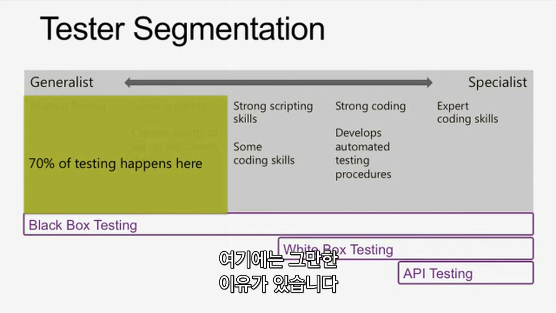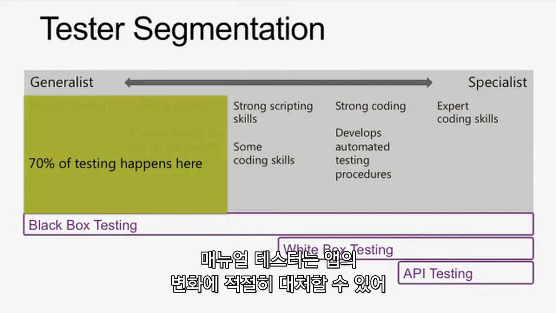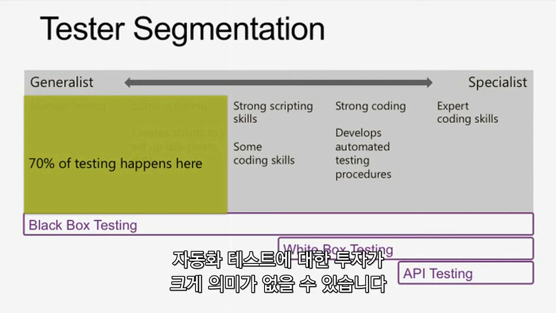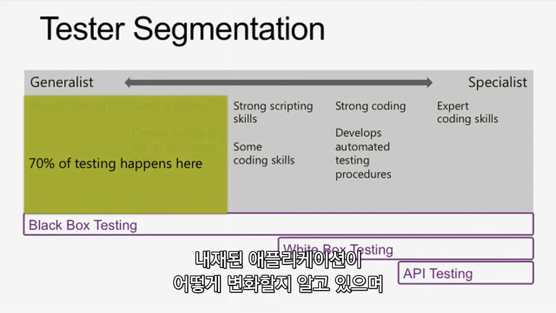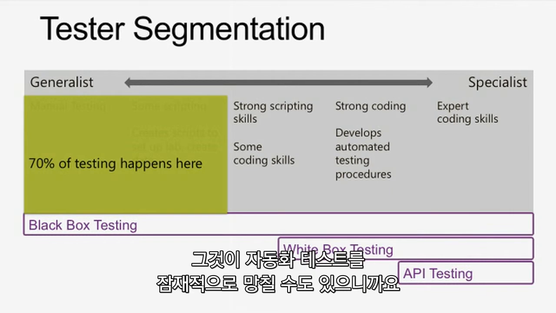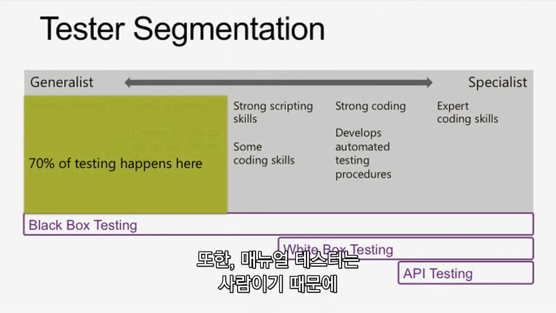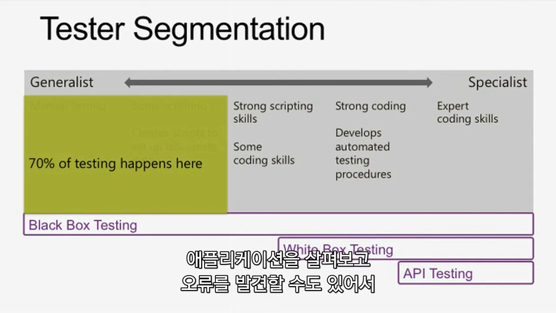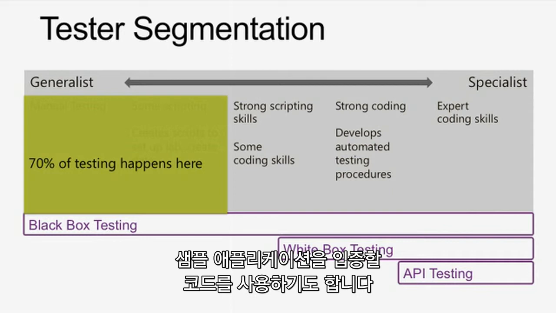Now, there are some good reasons for that. Number one, manual testers can respond and adapt to changes in the underlying application. So it doesn't always make sense to invest in writing automated tests if you know that the underlying application is going to change and potentially break all of your automated tests. The other thing is that manual testers are, of course, human, and so they can take a look at an application and they can spot bugs that you maybe otherwise didn't think to write code to validate against a sample application.